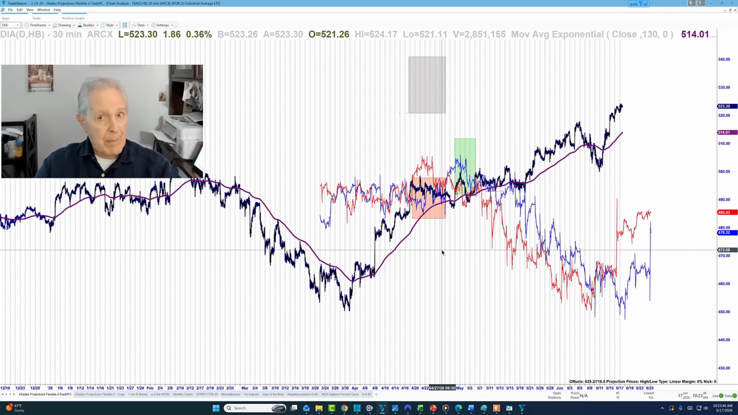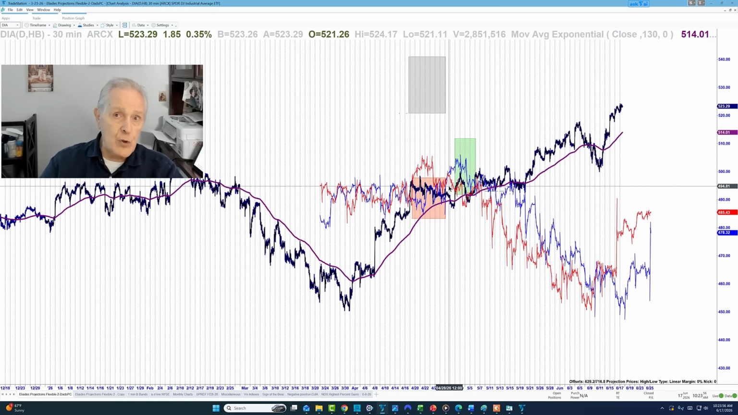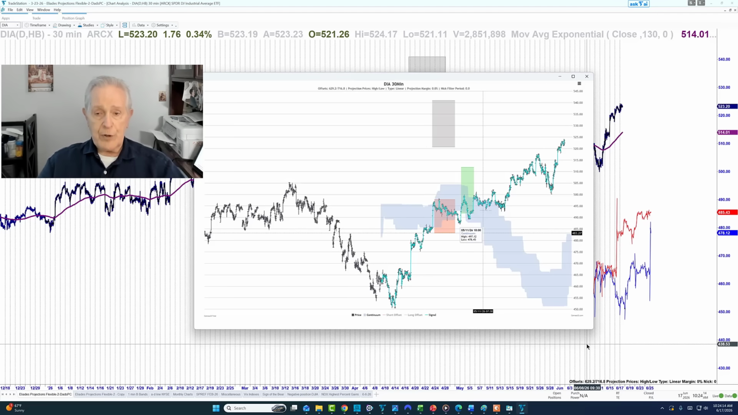Now, I'm not going to take much longer, but I want to show you. You can see that there are offsets for the 30-minute chart, and we plan to have even shorter term offsets in the future. Right now, the shortest intraday offsets we have, the defaults, are for the 30-minute chart. Here's what I want to show you.